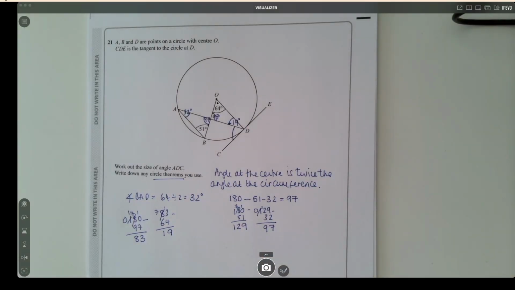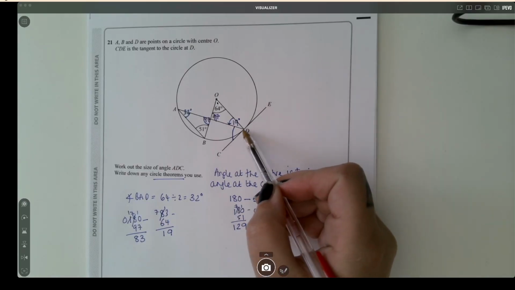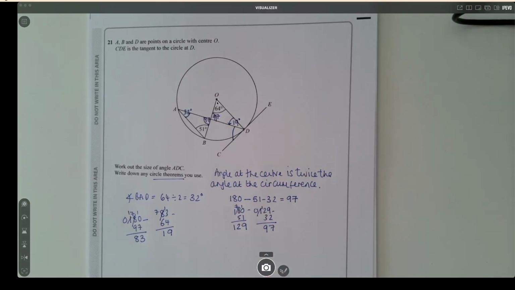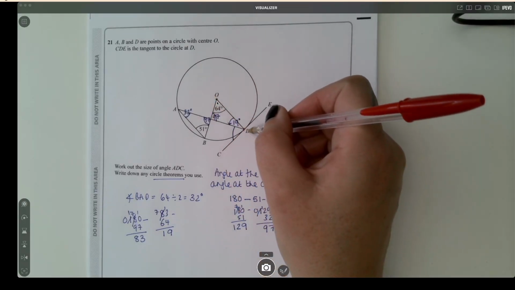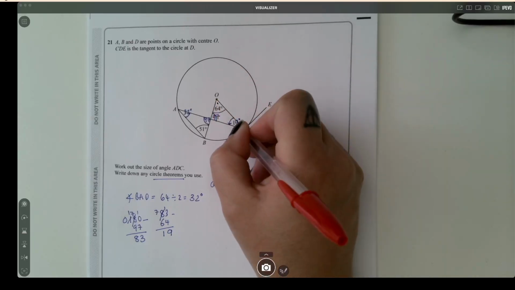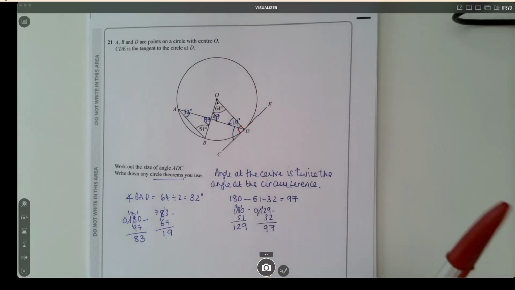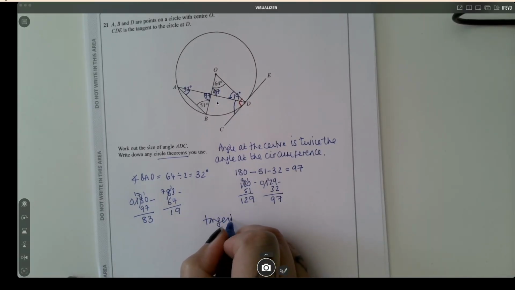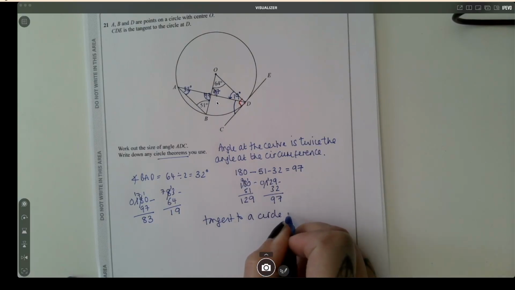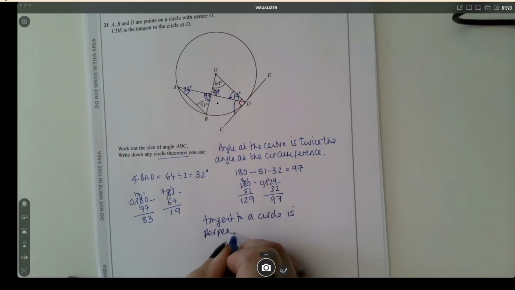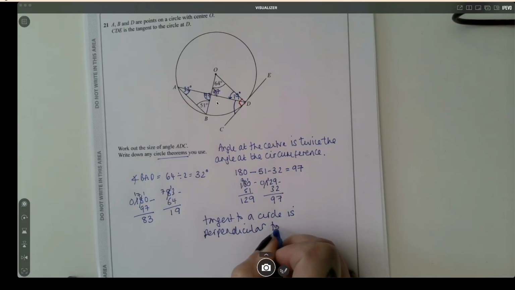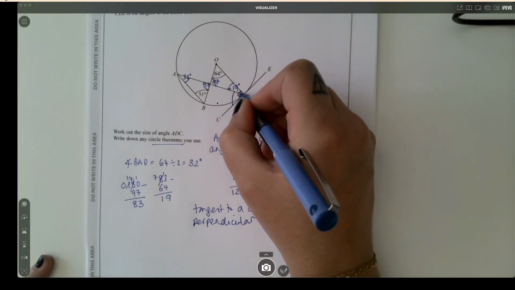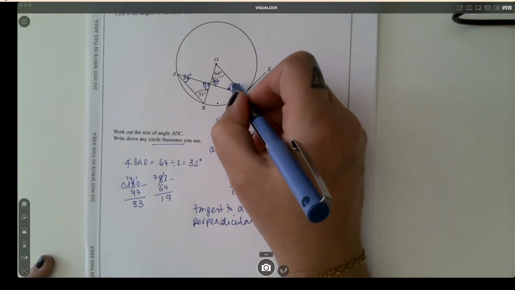Now, there's another circle theorem that I'm going to use. So we have this tangent to the circle at point D. Tangents to a circle are perpendicular to the radius, which is this line OD, and they form a 90-degree angle. So I'm going to write that down. Tangent to a circle is perpendicular to the radius.